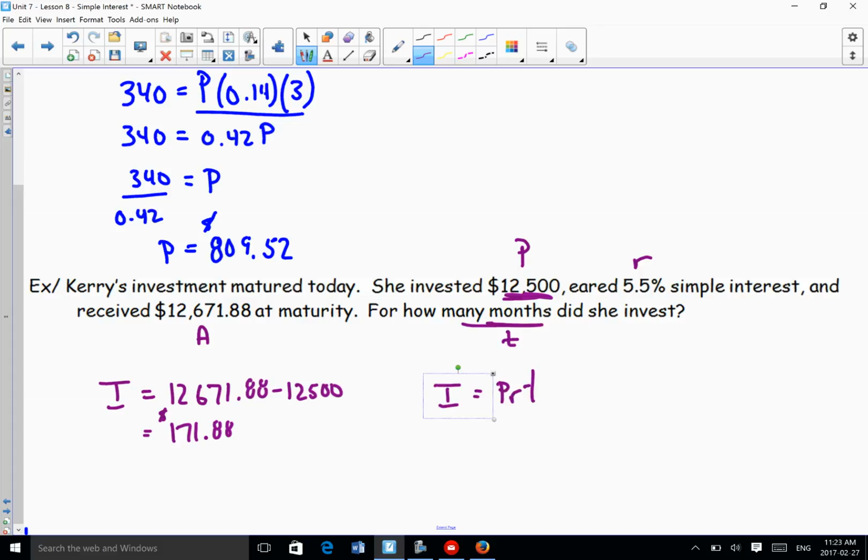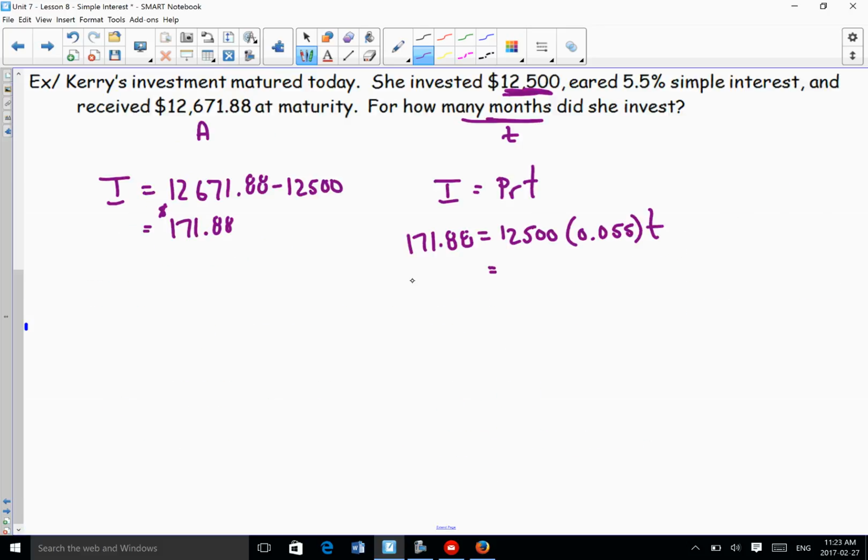So I equals PRT. Our interest, 171.88. Principal, 12,500. Rate, it has a decimal in it, but it's not a decimal yet. I've got to turn it into 0.055, right? Divide by 100, or move it 2 spots to the left. And my time, I don't know. So 171.88, 12,500 times 0.055 will give me 687.5.